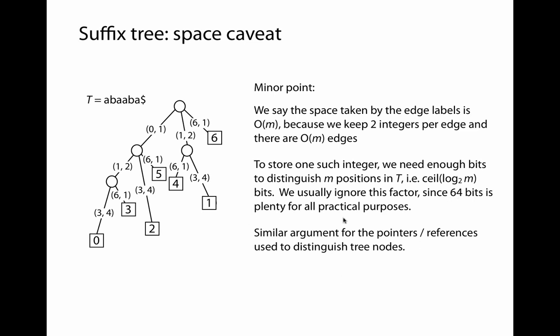And then you can make a similar argument for the pointers or the references or whatever you're using to point to the various nodes of this tree in the tree data structure. You need to be able to distinguish among the nodes of the tree, and there are order m nodes. So again, you need some sort of factor of log base 2 of m to store one of those pointers or one of those references. So that's a small caveat to keep in mind.